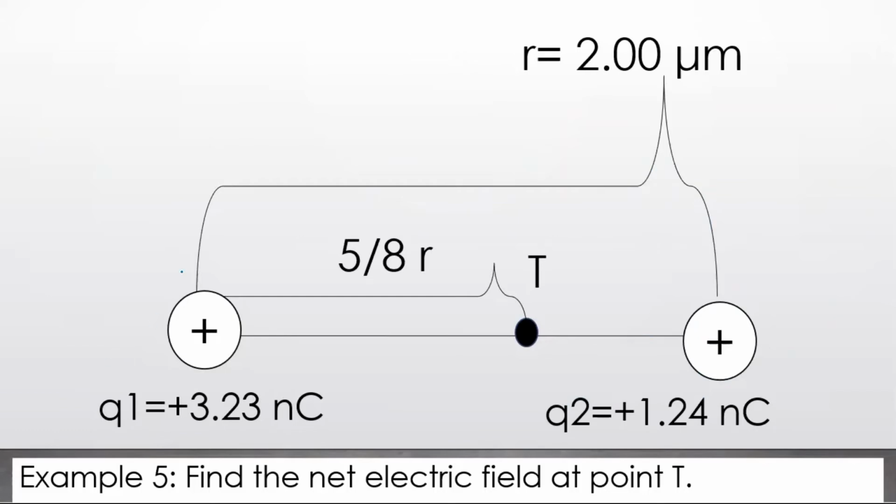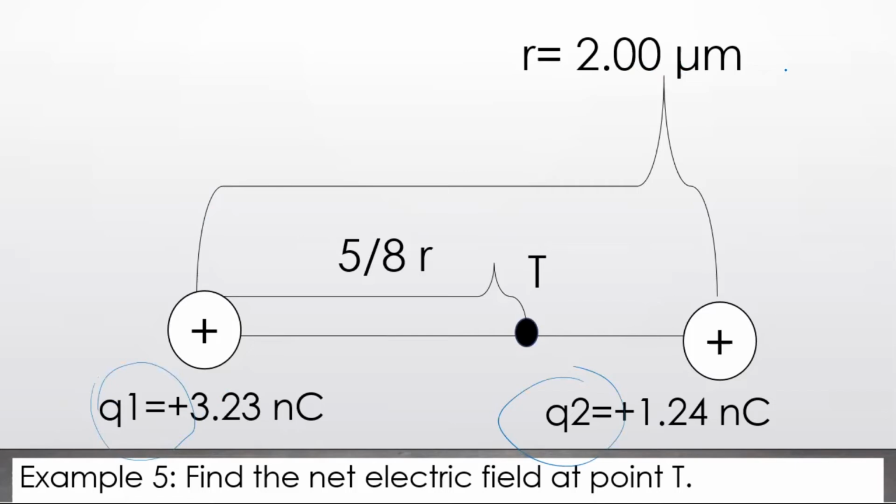Okay. So, let's analyze first the given figure. So, ang R, this is the distance from Q1 to Q2. And the distance is 2 micrometer or 2 times 10 raised to negative 6. Okay. Raised to negative 6.